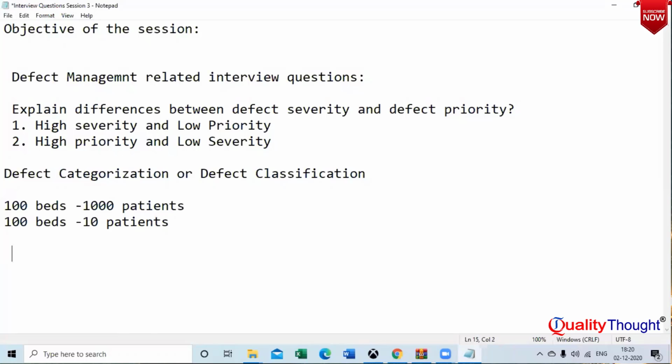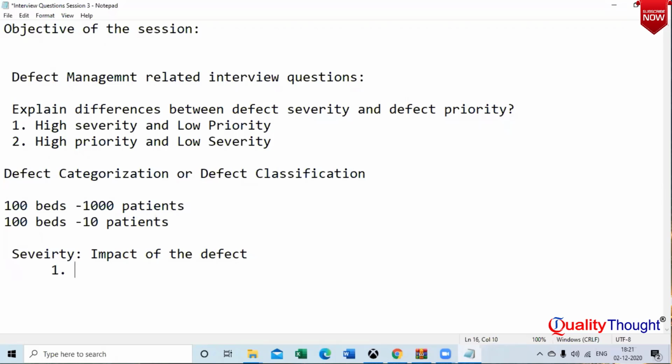We categorize defects based on two parameters: based on severity, and based on priority. First, let us understand severity. What exactly is the meaning of severity? Severity represents the impact of the defect.